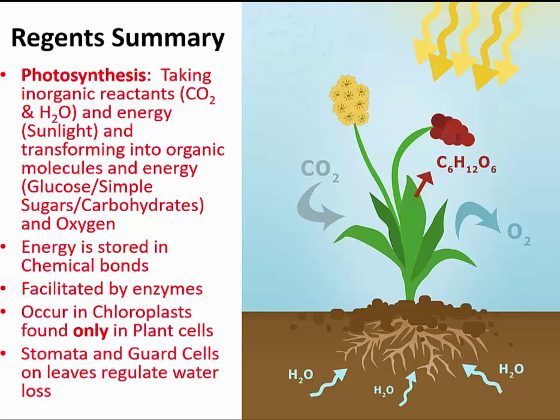Stomata and guard cells on leaves can regulate water loss, so they regulate transpiration. If a plant's losing too much water, these things can open and close to control water loss. So after you've taken a look at this, hopefully all this makes sense. If there's something in here that was new, I suggest taking down some notes, making a note of it somewhere, and let's do some practice problems.